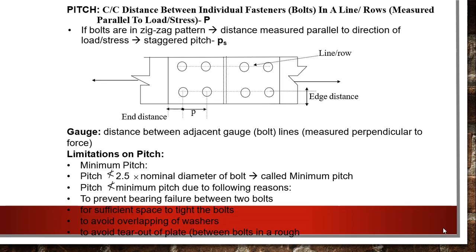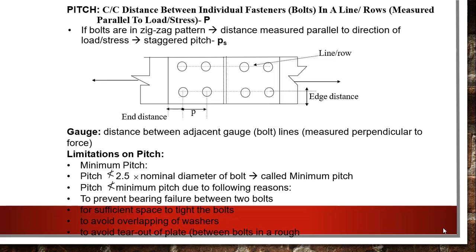So moving forward, there are some important terminologies involved in bolted connection. Number one is pitch. Pitch is generally called the center to center distance between individual fasteners, that is the bolts. They are generally called structural fasteners because they are used for connecting the members. So the center to center distance between individual fasteners, that is bolts, in a line or oblique rows, measured parallel to the direction of force. So the center to center distance between two bolts measured parallel to the direction of force is generally called pitch, right?